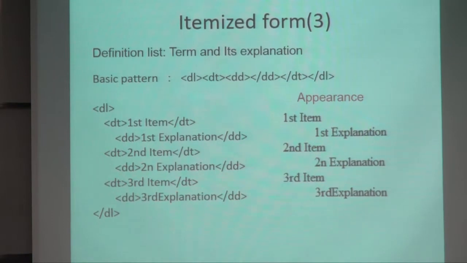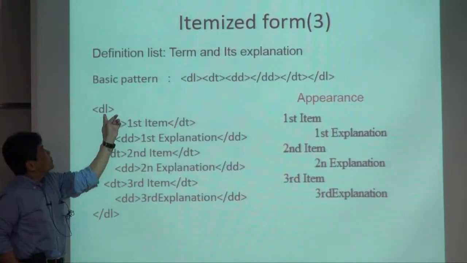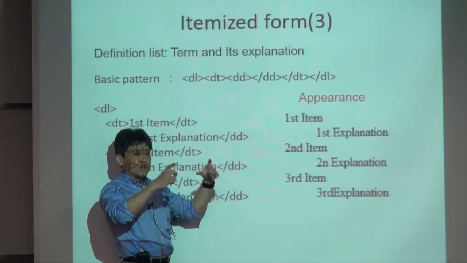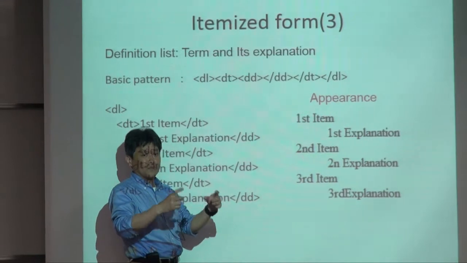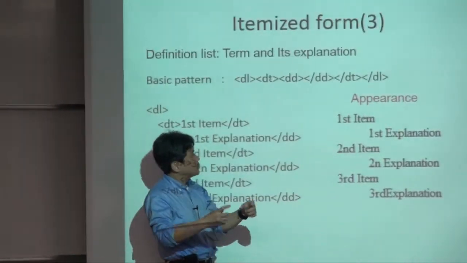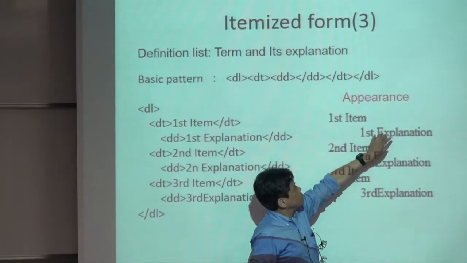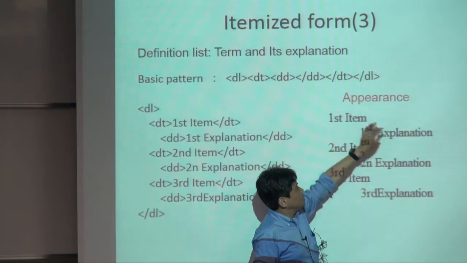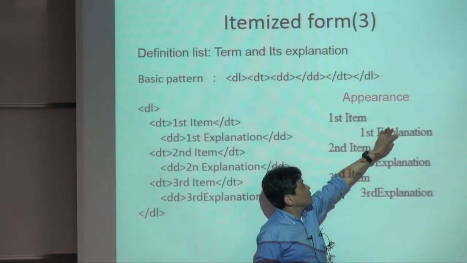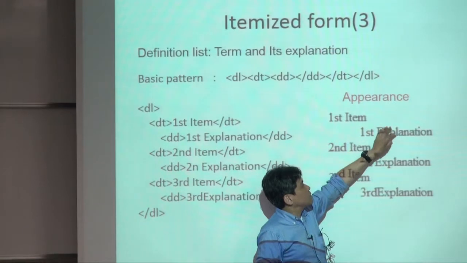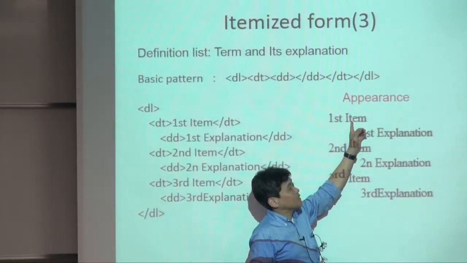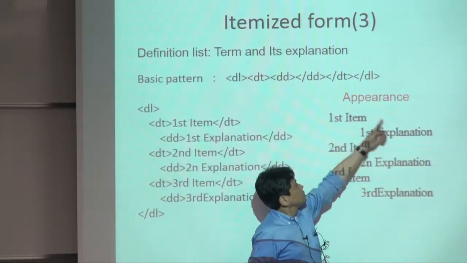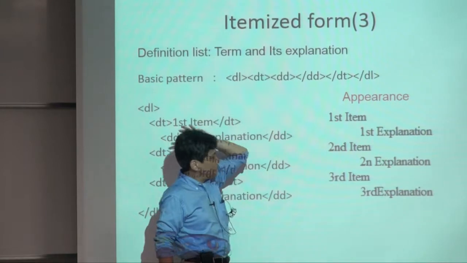And this is another itemized format, the definition list. DL means the definition list. So a definition list means some technical term and its explanations. So this item is the one term, some word, and this content is usually treated as an explanation of this word, the term. Okay? So this set is a definition list.